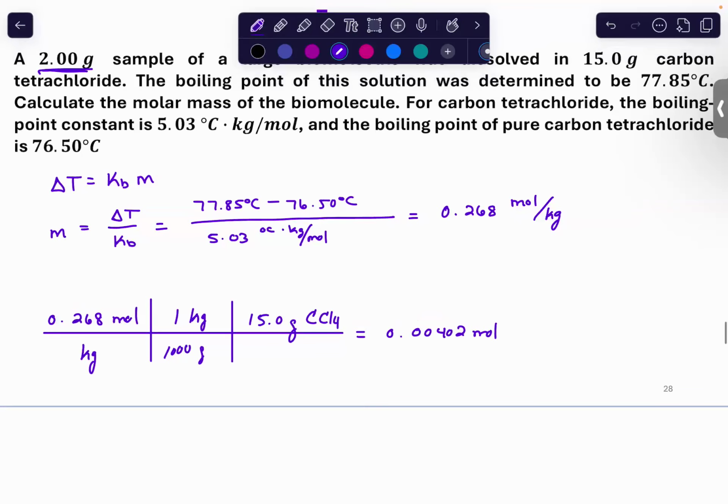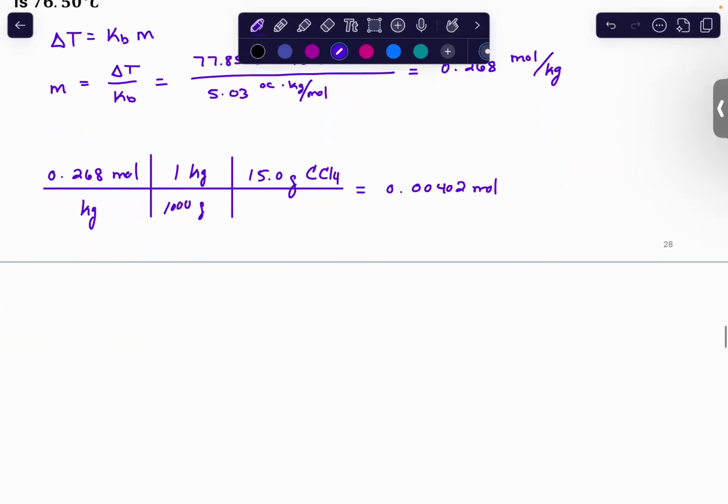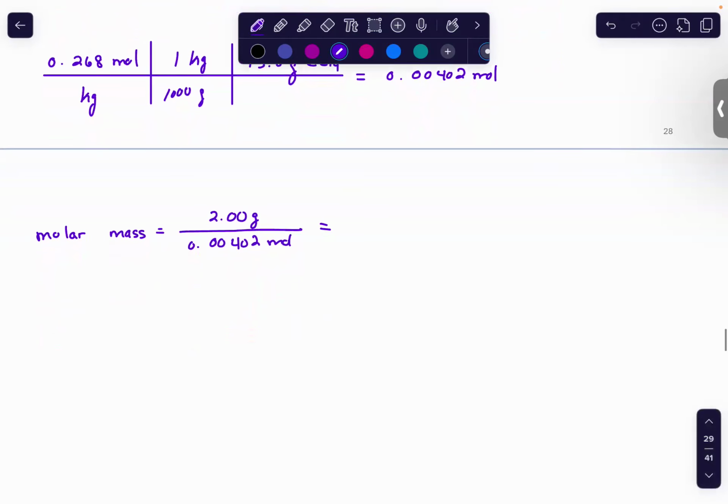Okay, and then I have 2 grams of it. So my molar mass, I'm going to get a biomolecule that is 498 grams per mole.